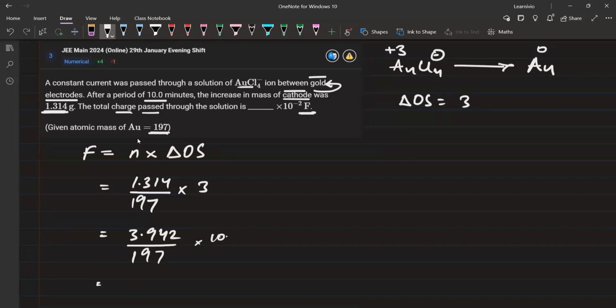So I can multiply by 100 and 100. 394.2 divided by 197 into 10 to the power minus 2, because this 100 I have multiplied, this 100 is still there, and I've converted it into exponents. So I think this is approximately equal to 2. So your answer should be 2. 197 into 2 will be 394, no? Yes, 394. Okay, so the approximate answer is 2, and to the nearest integer, 2 will be the answer.